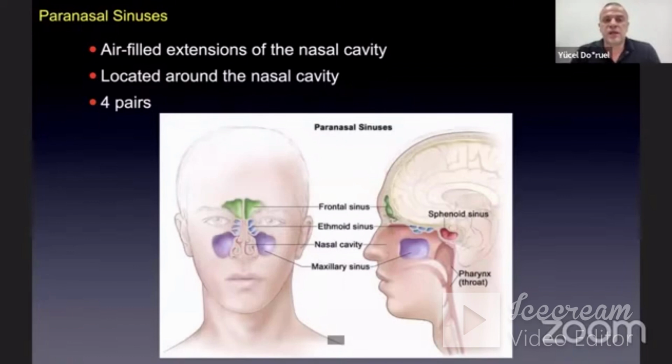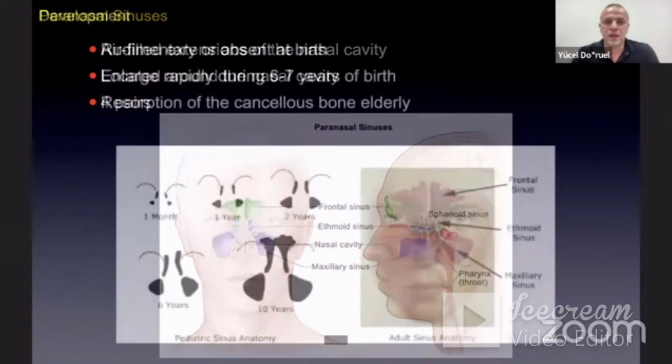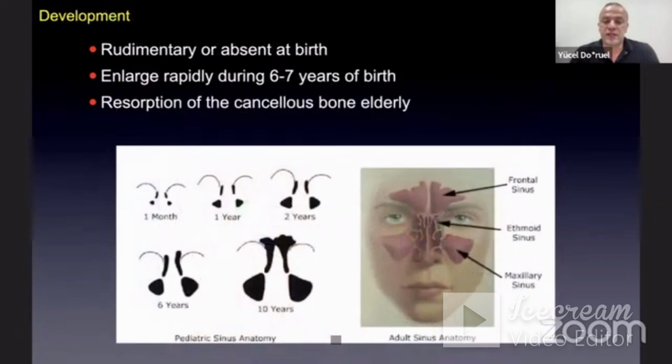Paranasal sinuses are air-filled extensions of the nasal cavity, as all of you know, and they are four pairs, namely frontal, ethmoidal, maxillary, and sphenoid sinuses. They are located around the nasal cavity. The sinuses grow and enlarge with age. At birth, they are rudimentary or sometimes absent.